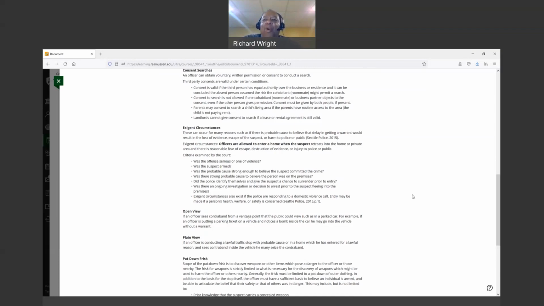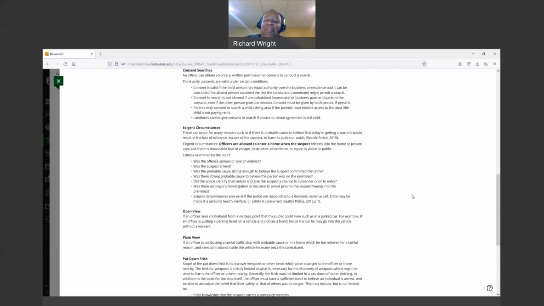Open view. Now, let me explain the difference between that and the next one. If an officer sees contraband from a vantage point that the public could view, such as in a parked car, okay? If an officer is putting a parking ticket on the vehicle and notices a bomb or something that they suspect might be drugs, they can go into the vehicle without a warrant, okay? Now, some might say, well, that's plain view. Well, it's more bodacious than a plain view. It's just open, where the public could view.